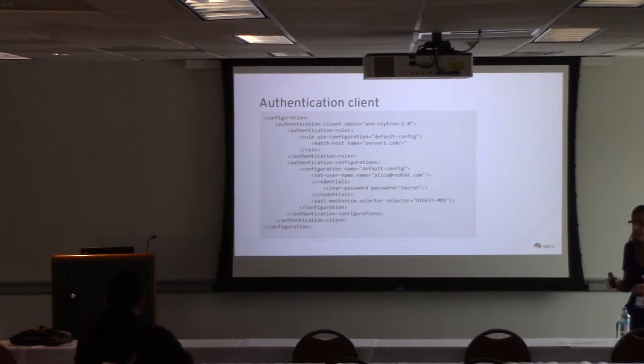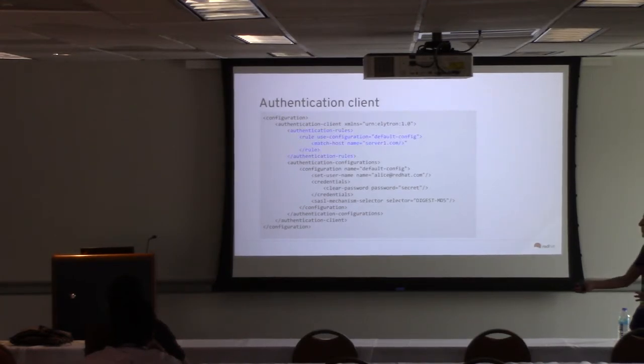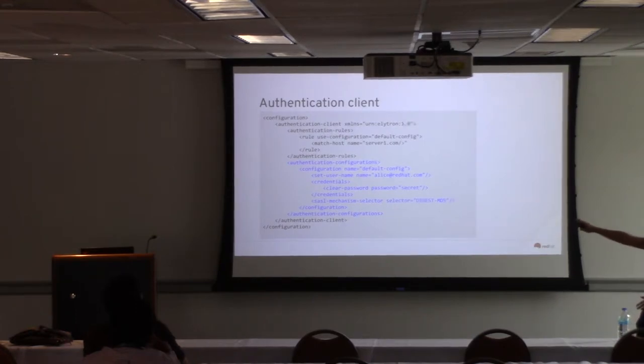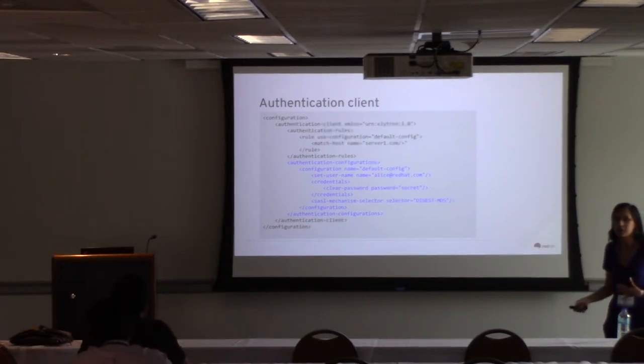This is an example of a very simple client-side XML configuration file. It has one authentication configuration specified and no SSL context configuration. If we look at the top, we can see that there's one match rule, and it says that when we connect to server1.com, the default config authentication configuration should be used. And the default config authentication configuration says that we should be using alice@redhat.com as the username, secret as the password, and we're going to use the digest MD5 SASL authentication mechanism. So this information gets used when we're attempting to authenticate.